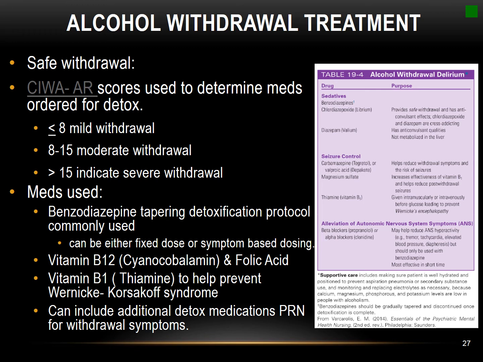Don't remember what Wernicke's encephalopathy is? Go back a couple slides. We might also use a beta blocker. Beta blockers are only given if they're given with a benzodiazepine, because the beta blockers are going to help reduce some of that autonomic nervous system activity, or ANS. Oh, so many big words. ANS hyperactivity is tremor, tachycardia, elevated blood pressure, and diaphoresis. So a beta blocker will help to control some of these.